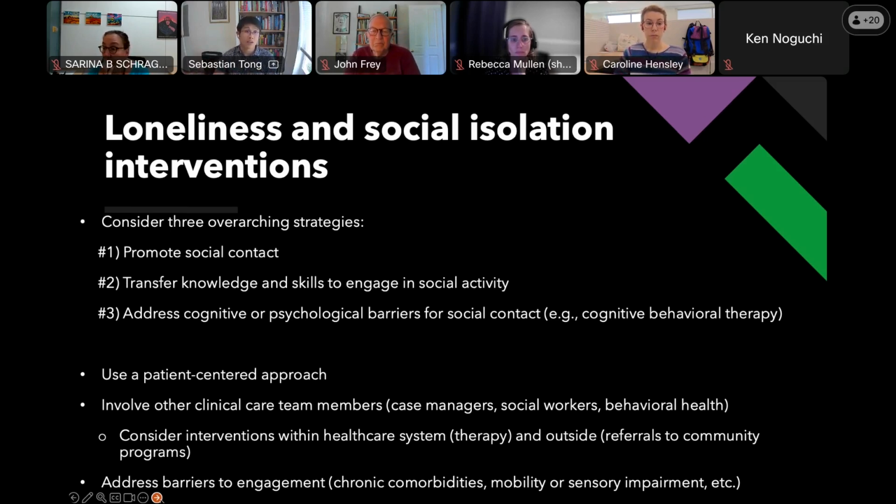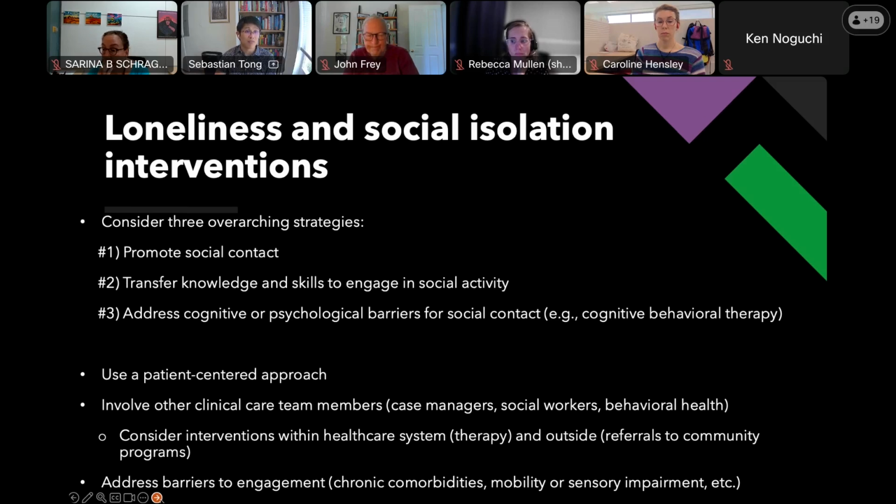And then I think it's also about addressing barriers to engagement. A lot of older adults, for example, suffer from hearing loss. Their lack of ability to hear may actually be the cause of their social isolation, right, if they don't have hearing aids to engage in things.